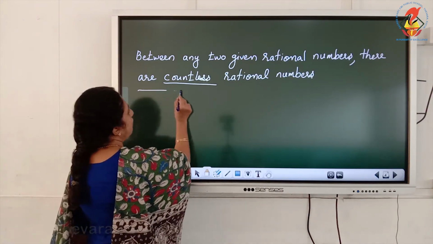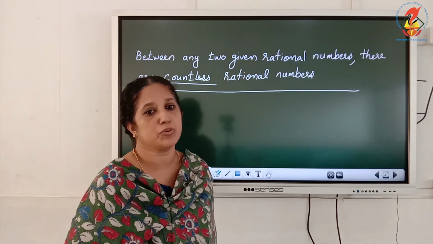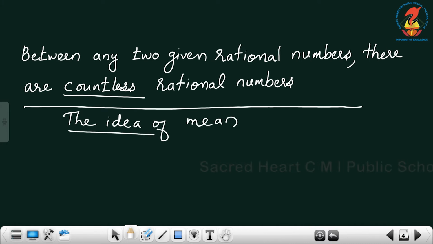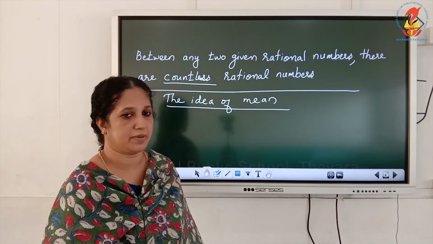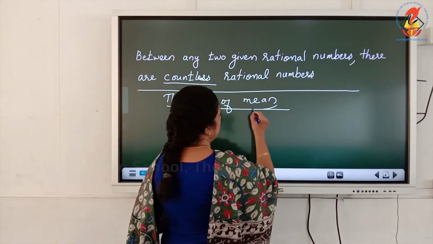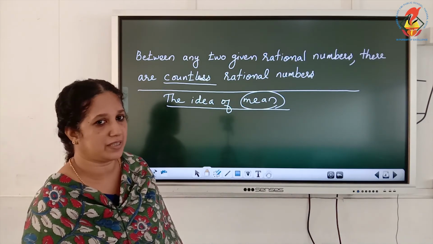Now we have one more method to find the rational numbers between two given rational numbers: the idea of mean. The idea of mean can be used to find rational numbers between two given rational numbers. So that also I will show here. What is meant by mean? Mean means average or arithmetic mean. You have already learned.